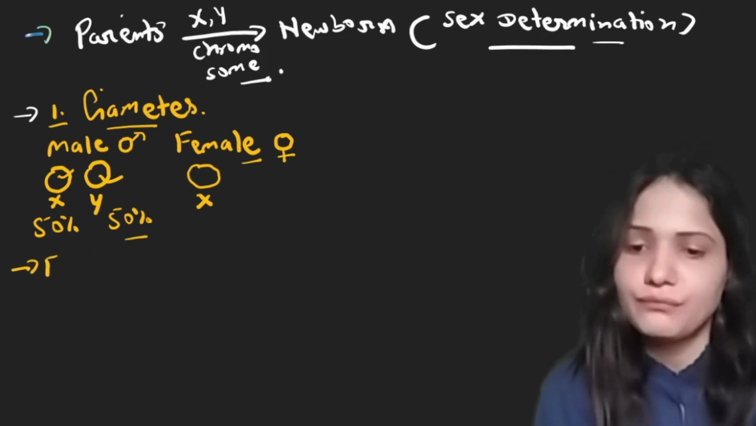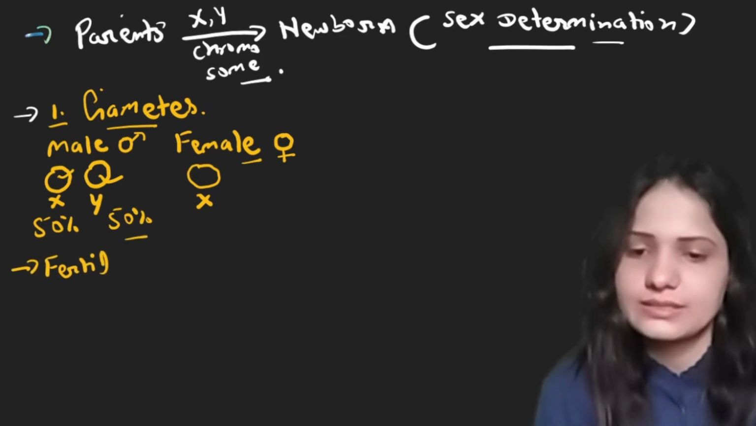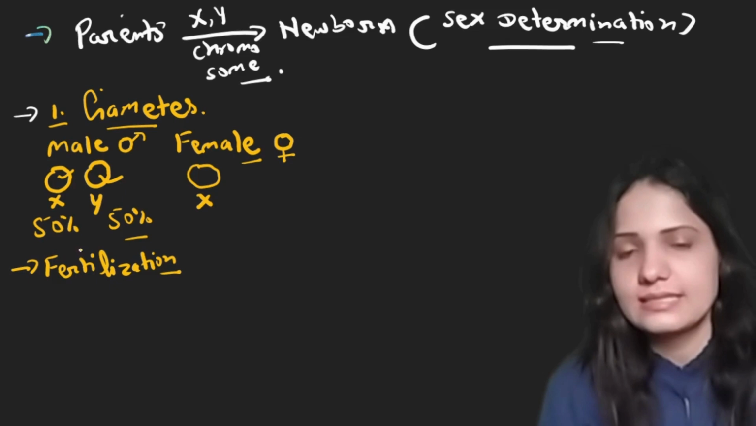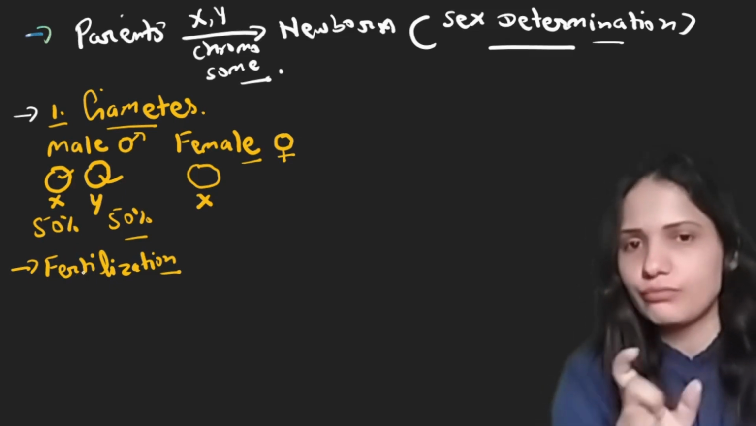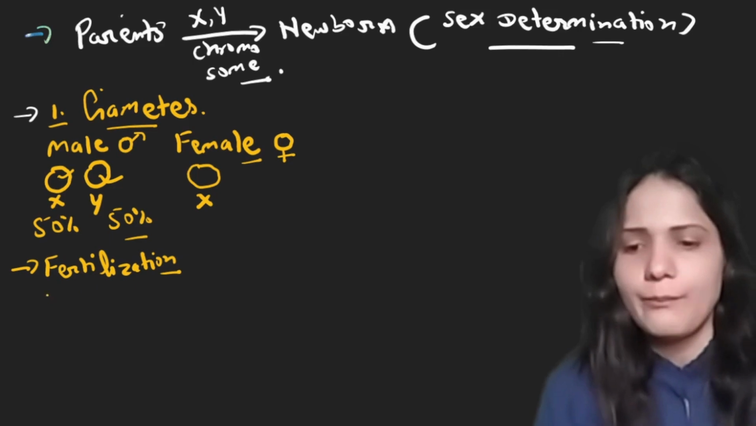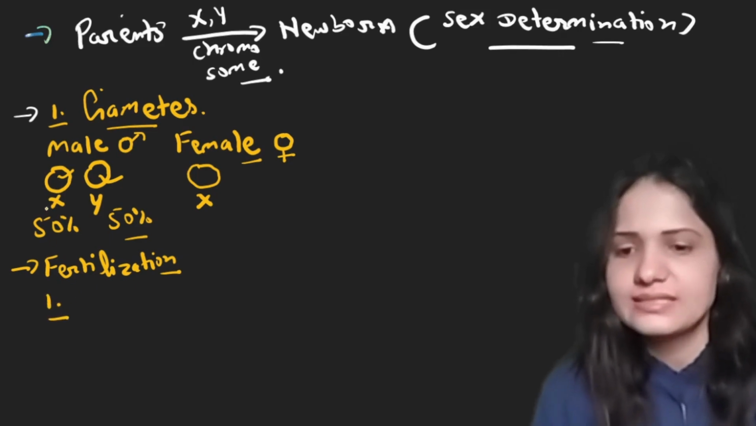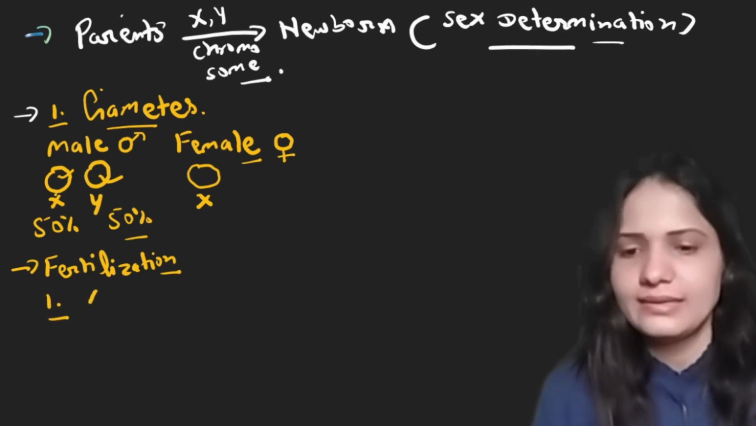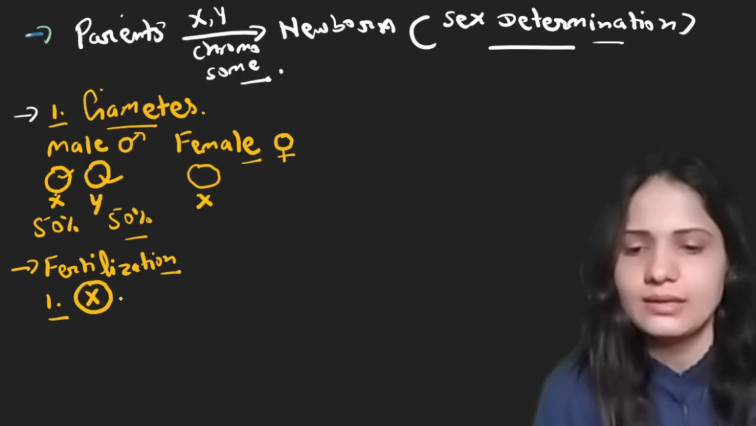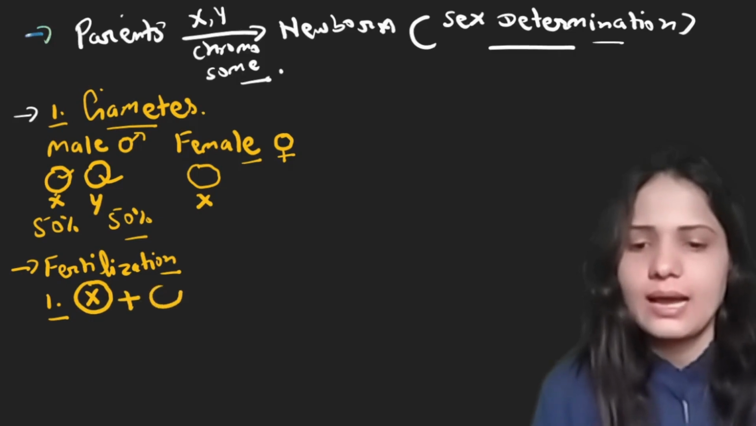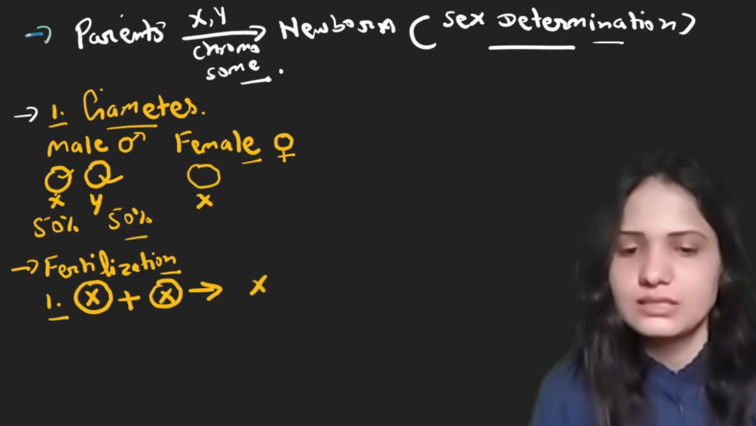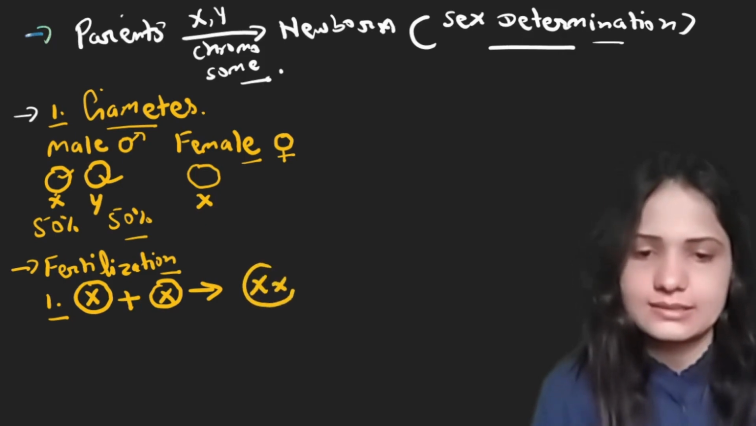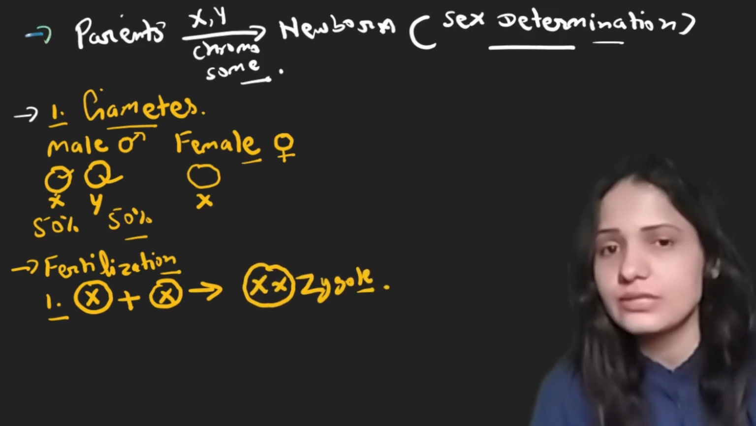At the stage of fertilization, now we have two possibilities of zygote formation. Two possibilities. Possibility number one: this X gamete of male combines with the X gamete of female. It will lead to the formation of this configuration, XX zygote. This is case 1.